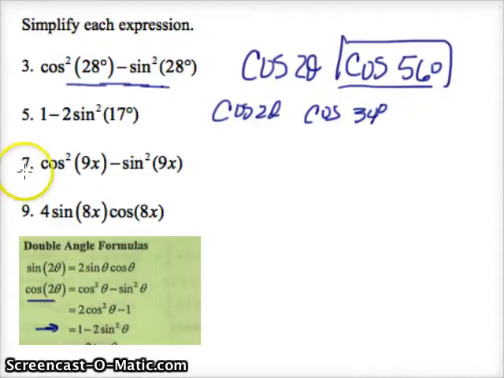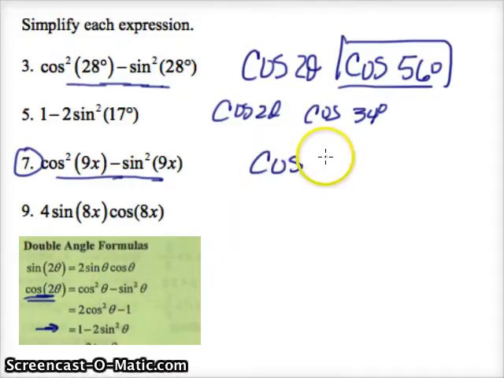All right, let's try that again with number 7. Cosine squared minus sine squared, yes, that's this guy right here. So it's going to be cosine of twice that angle. Well, what's double 9x? 18x. And then lastly, number 9.